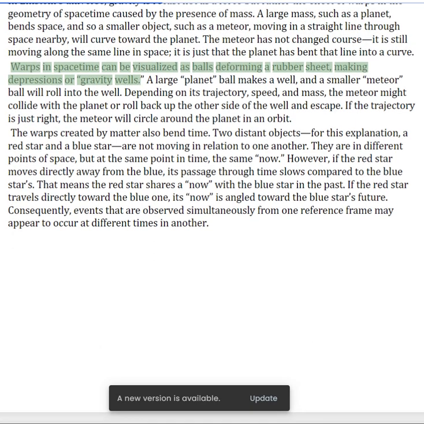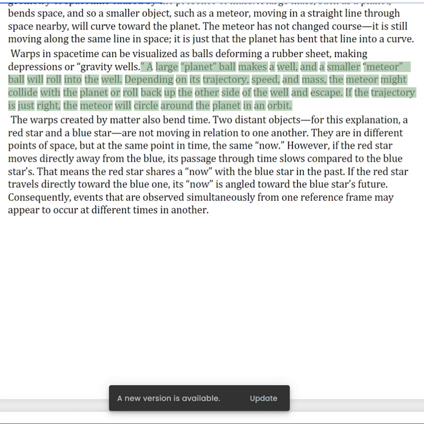Warps in spacetime can be visualized as balls deforming a rubber sheet, making depressions or gravity wells. A large planet ball makes a well, and a smaller meteor ball will roll into the well. Depending on its trajectory, speed, and mass, the meteor might collide with the planet or roll back up the other side of the well and escape. If the trajectory is just right, the meteor will circle around the planet in an orbit.